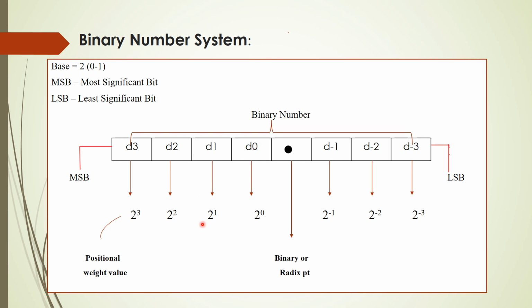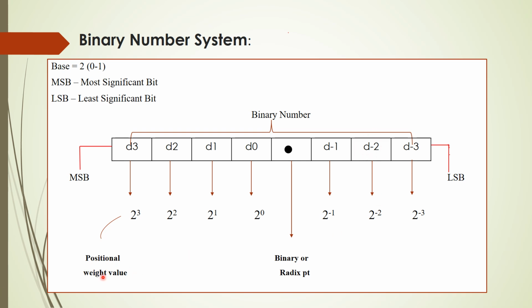2 raised to 1 is the weight value for D1. 2 raised to 2 is the weight value for D2. 2 raised to 3 is the weight value for D3. In the same way, the weight value for D-1 is 2 raised to -1. The weight value for D-2 is 2 raised to -2, and so on.